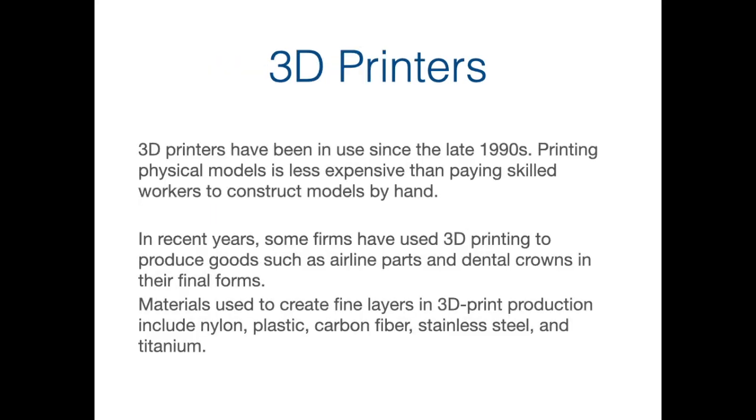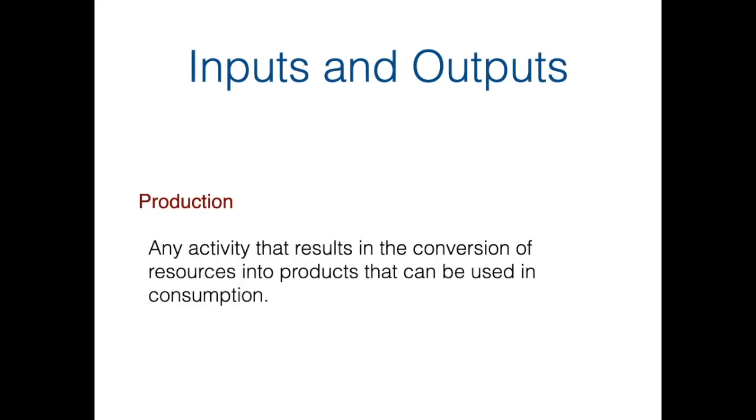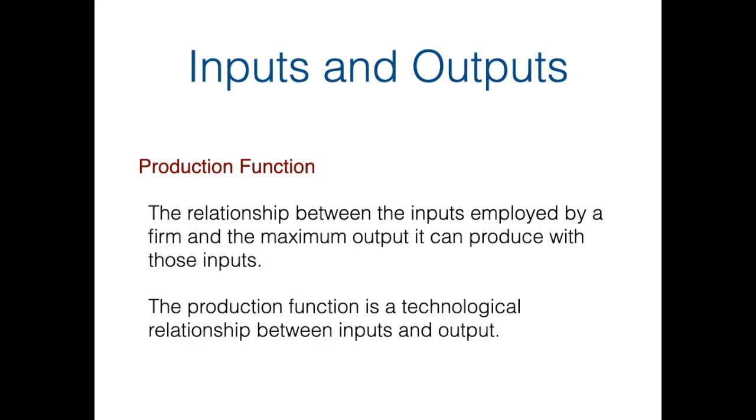Take, for example, 3D printers, which are being used more and more in producing certain goods. Most recently, a man created a house using a 3D printer, and 2 men produced an operating car with nothing more than 3D printers. Normally, labor of construction and assembly determine the time to produce these goods. Just so we're all on the same page, production is defined as any activity that results in the conversion of resources into products that can be used for consumption.